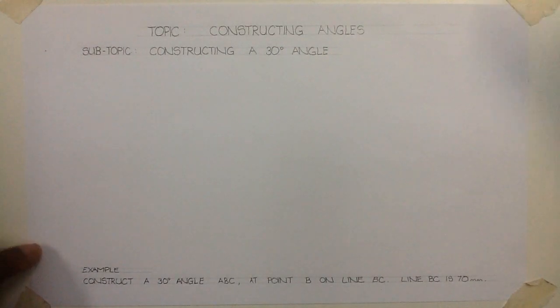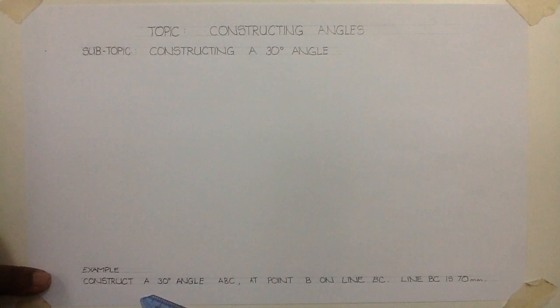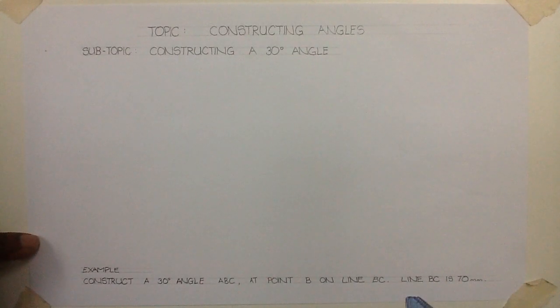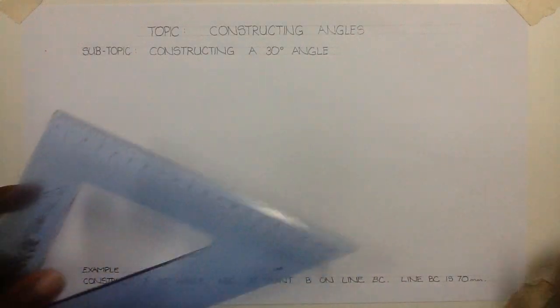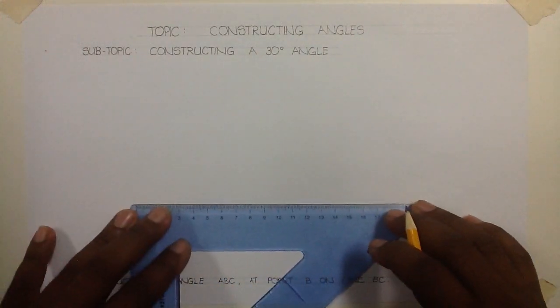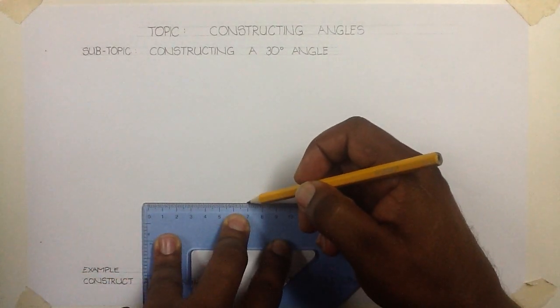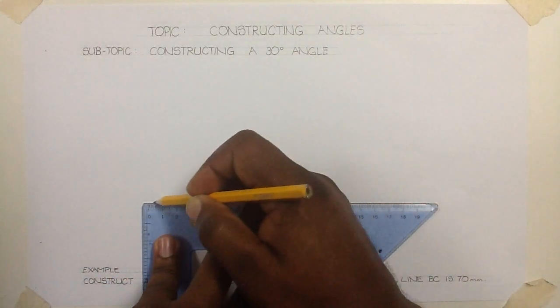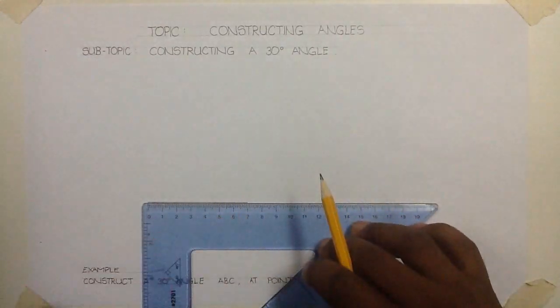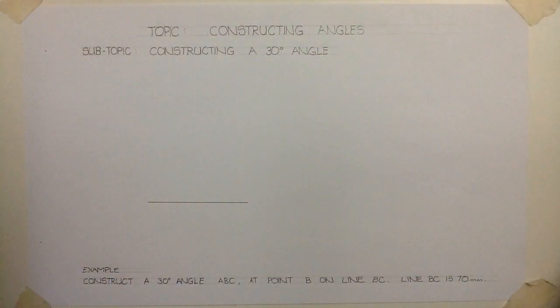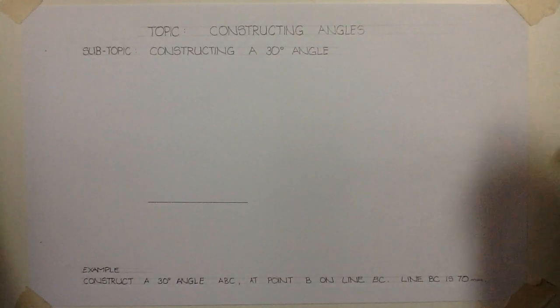The example in this exercise indicates that we are to construct a 30-degree angle at point B on line BC, and the line BC is 70 millimeters long. As customary, we draw our line BC, the length of which is 70 millimeters, and we are going to label our line.